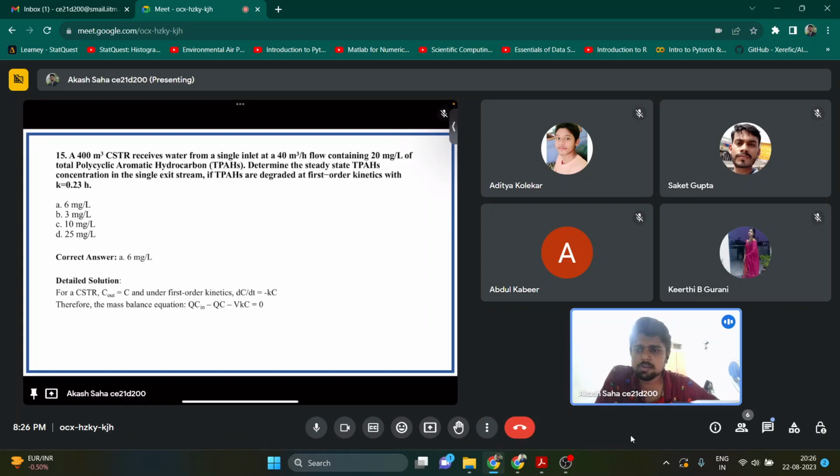So can someone tell me? Oh, I have already shown the answer. So my C value will be equal to 6.06 milligram per liter.